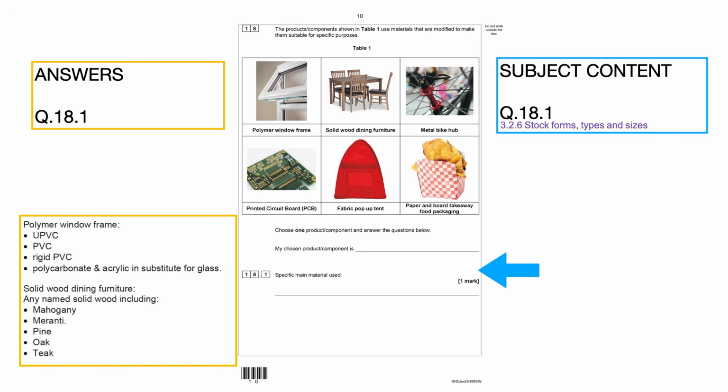Question 18. The products and components shown in Table 1 use materials that are modified to make them suitable for specific purposes. So looking at Table 1, you have a polymer window frame, solid wood dining furniture, metal bike hub, a printed circuit board, a fabric pop-up tent, and a paper and board takeaway food packaging. So you are expected to choose one product or component and answer the questions below. So you need to identify which one of those you have chosen. So my chosen product or component is, and you would write the specific one you've selected.